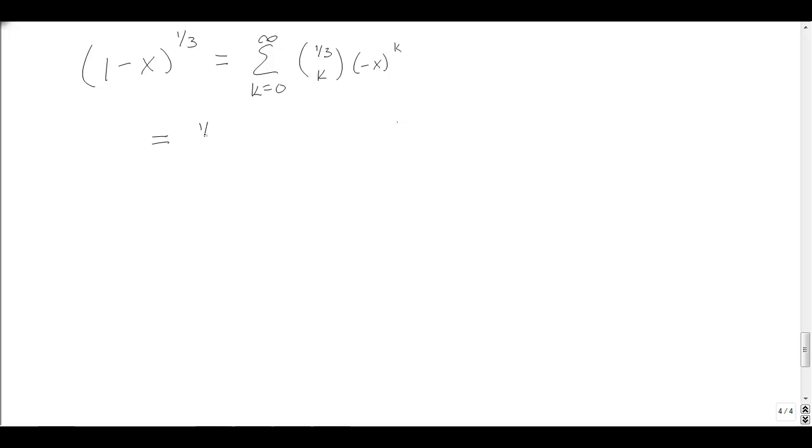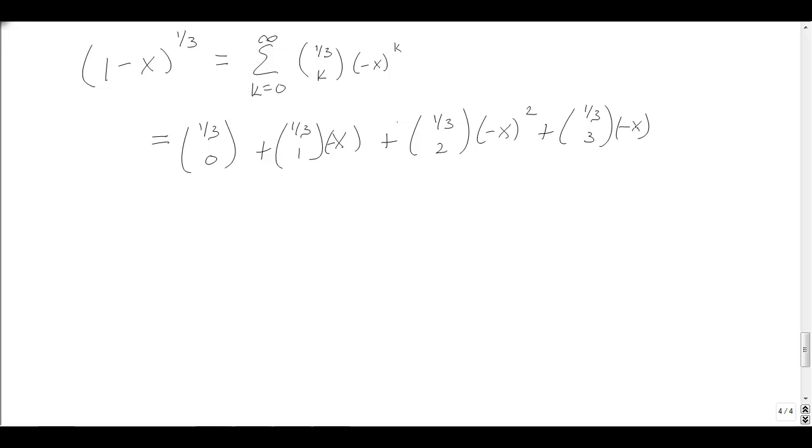k = 0 gives me 1/3 choose 0. k = 1 gives me 1/3 choose 1, times negative x. k = 2 gives me 1/3 choose 2, times negative x squared. k = 3 gives me 1/3 choose 3, times negative x cubed. Okay, so we get a choose 0, that's 1. We get a 1/3 choose 1, that's just 1/3, so it's a minus 1/3 x. And then with the 2's, I get a 1/3 times 1/3 minus 1, that's a negative 2/3, over 2 times 1. 2 factors on top, 2 factors on the bottom.